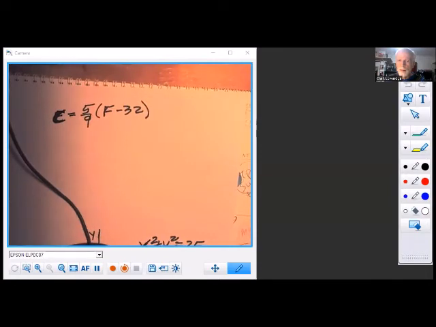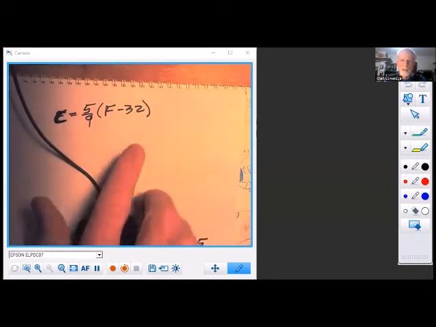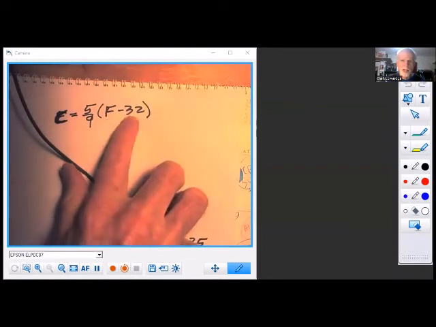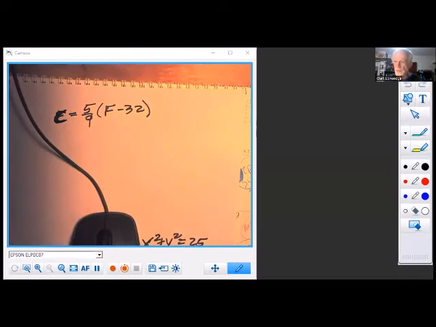I'm going to share my screen here. Here's the formula for converting from Fahrenheit to Celsius. C is equal to 5/9 (F minus 32). You take any Fahrenheit temperature, subtract 32, multiply by 5/9, and you'll get the Celsius temperature.